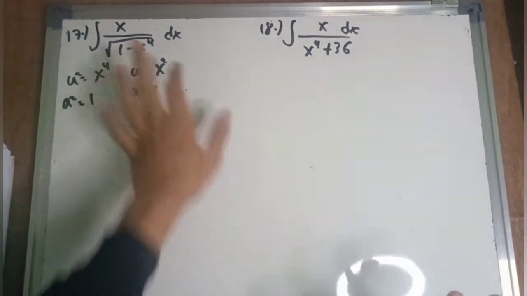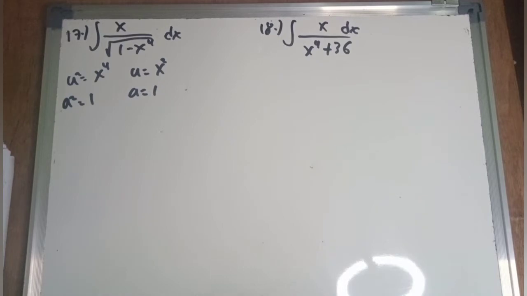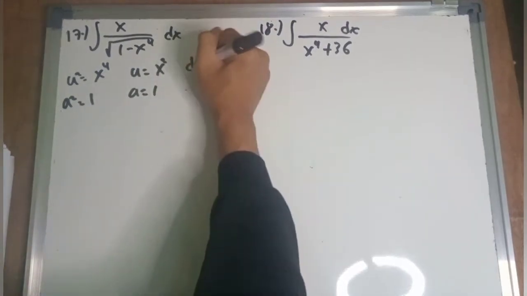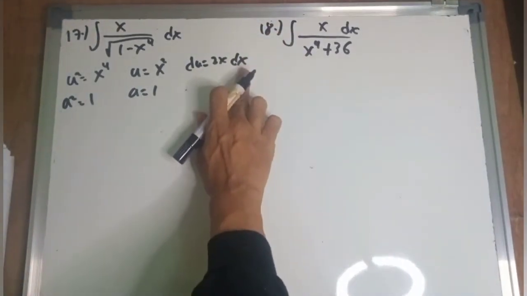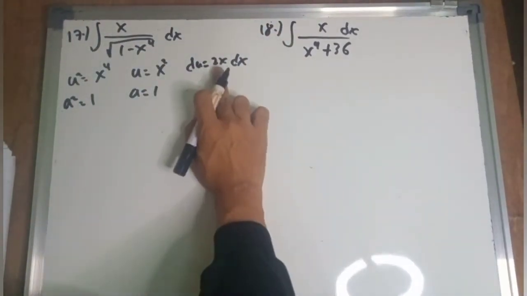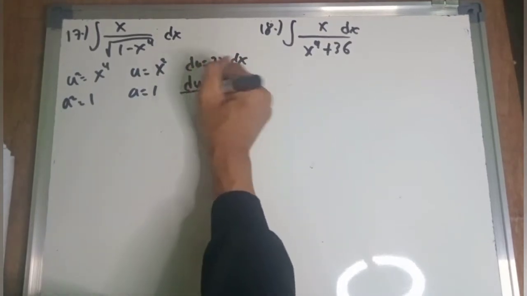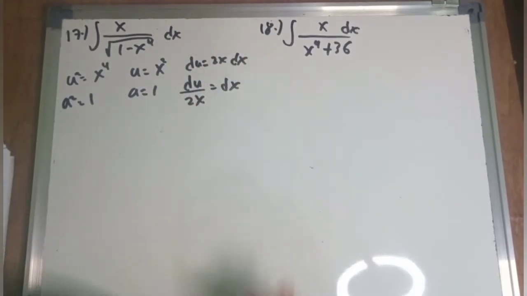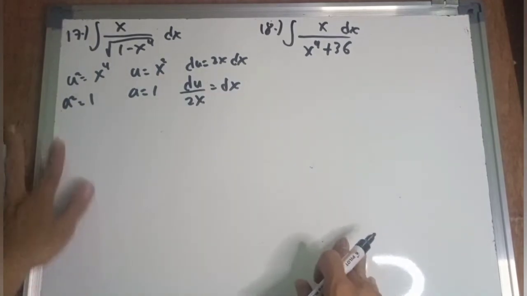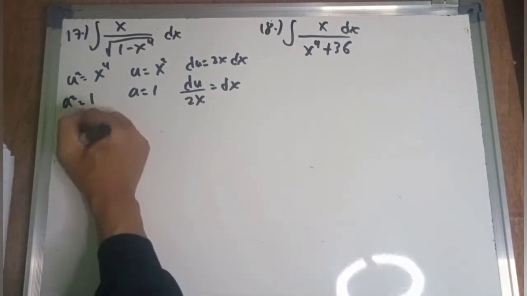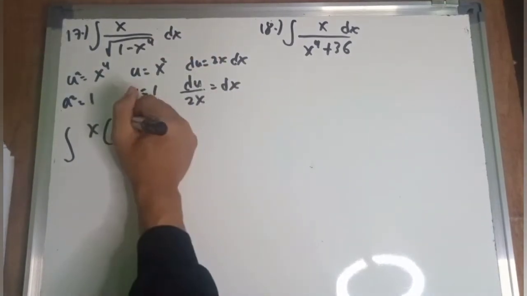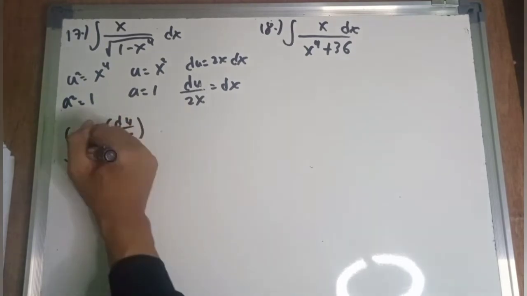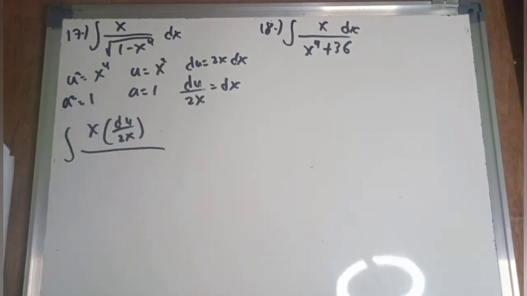Now, because the degree is too high, what do we need to do? We need to differentiate. So du is equivalent to 2x dx. To find the value of dx using substitution, we need to divide both sides by 2x. So du over 2x is equivalent to dx. We just divided both sides. Now let's go back to the problem: the integral of x multiplied by dx. Our dx is du over 2x.